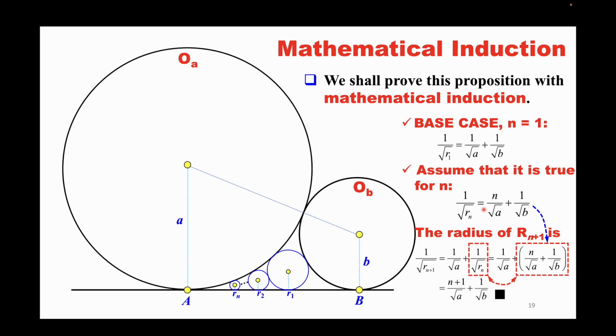Therefore, we established a very interesting relationship among OA, OB, common tangent line AB, and a sequence of circles that are going smaller and smaller indefinitely. This ends our section 1.